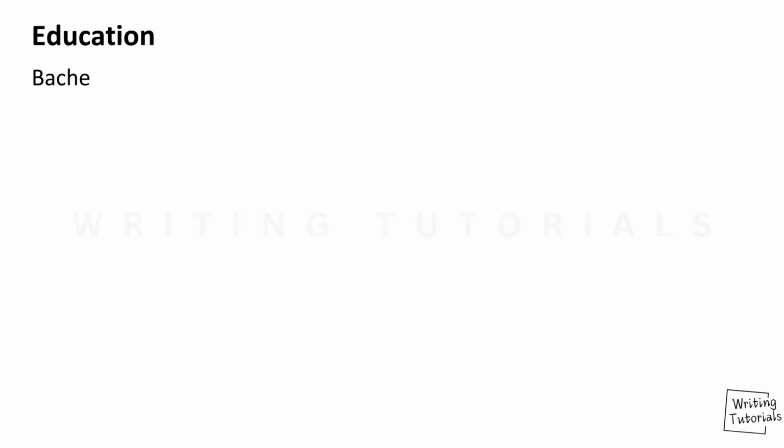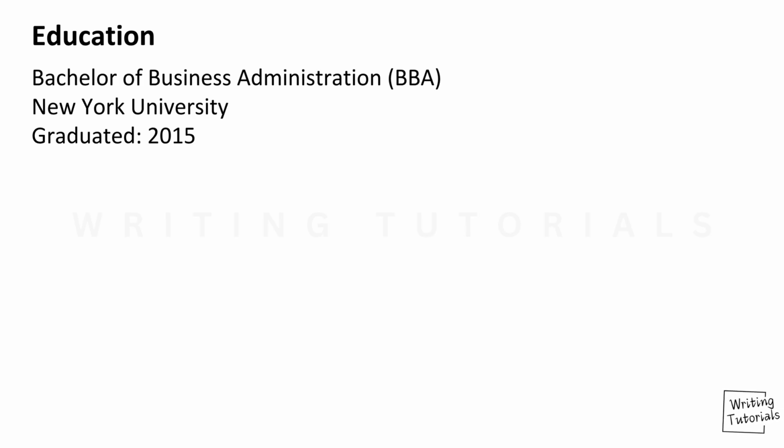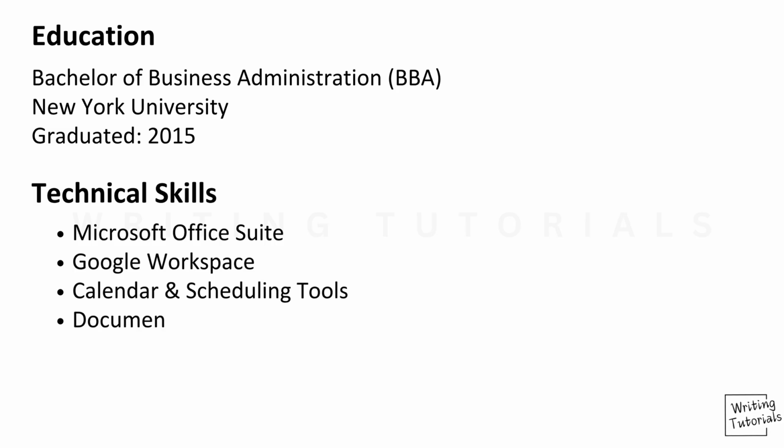Education. Now let's look at education. Here is the full sample. Bachelor of Business Administration, BBA, New York University. Graduated 2015. This section shows your academic background and foundation in business and administration. Pro tip: keep it simple and clear. Technical skills. Now let's look at technical skills. Here is the full sample. Microsoft Office Suite, Google Workspace, calendar and scheduling tools, document management systems. These tools are essential for executive assistant roles. Pro tip: only include tools you are comfortable using.